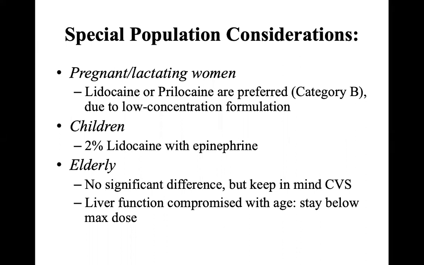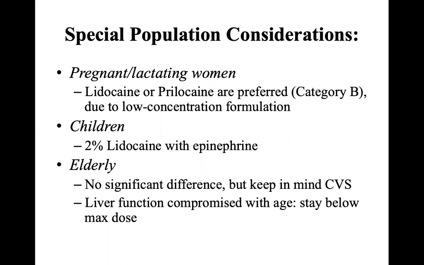With respect to pediatrics, the main concern is overdose. So it's important to calculate the maximum number of cartridges that can be administered to children, which is based on their weight. 2% lidocaine is the ideal anesthetic to administer to children. And again, there's no concern with vasoconstrictor here.